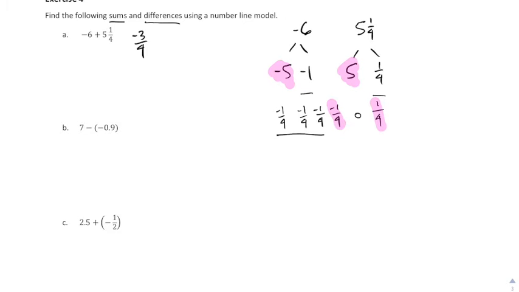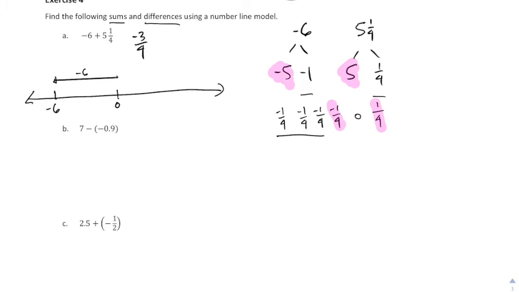Finding that using a number line model. If I want to find that using a number line model, then I am starting at -6, or I am putting my first line to -6 from 0, and I am adding 5.25.